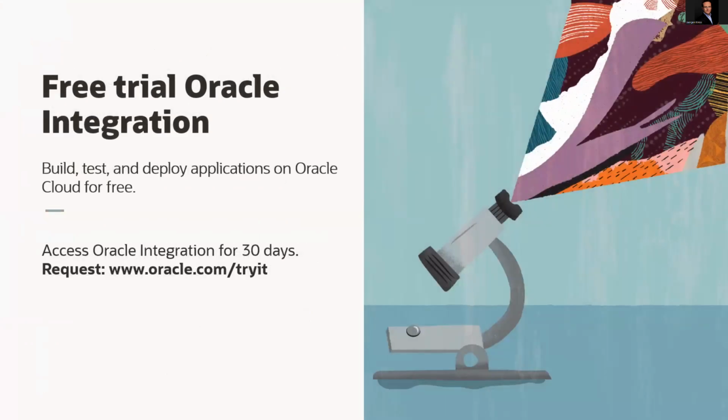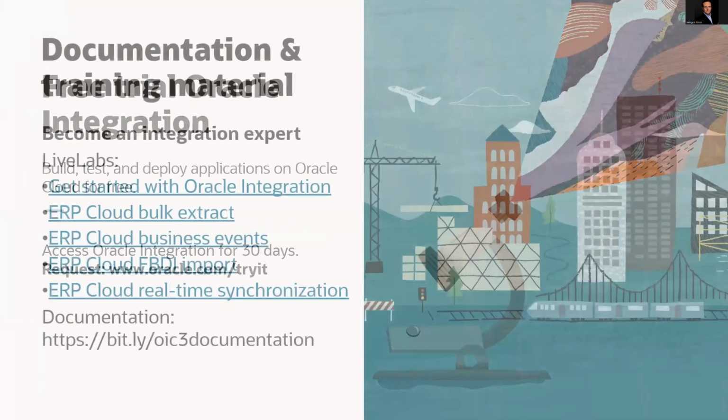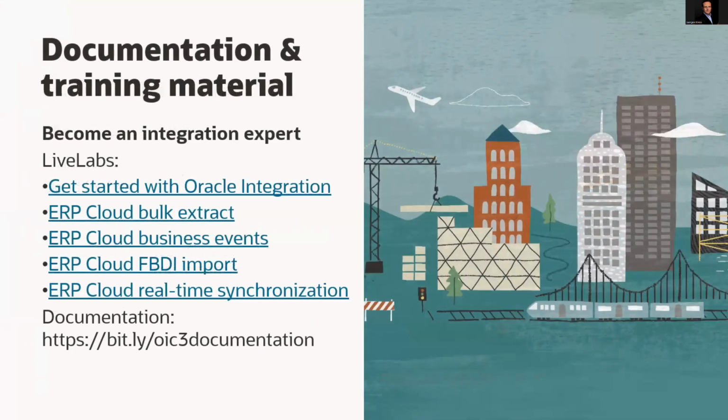Oracle Integration is part of the Oracle Cloud Infrastructure free trial program. You can build, test, and deploy Oracle Integration and connect your applications. The trial is valid for up to 30 days. As part of the Oracle Integration documentation, you can use the Oracle Live Labs to build a demo and proof of concepts. Those Live Labs include all the training material you need, so please visit the documentation page.